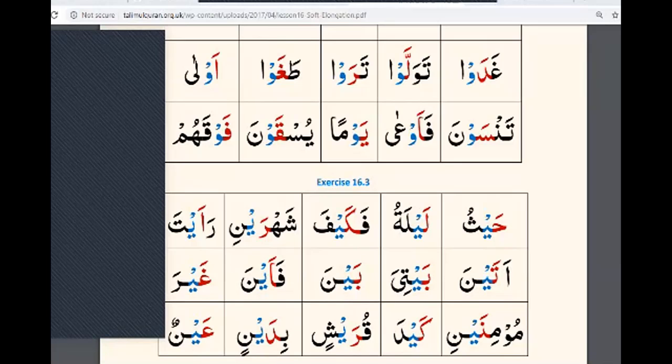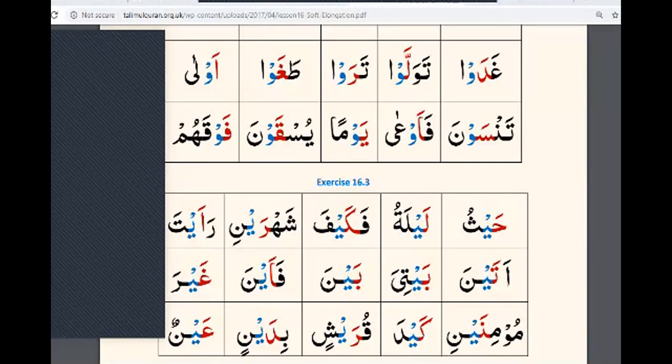Fawqahum. Qaw. Make your mouth round. Qaw. Qaw. Well done. Now do it once more. Fawqahum. Good. Much, much better. Excellent. So you just need to keep practicing that.